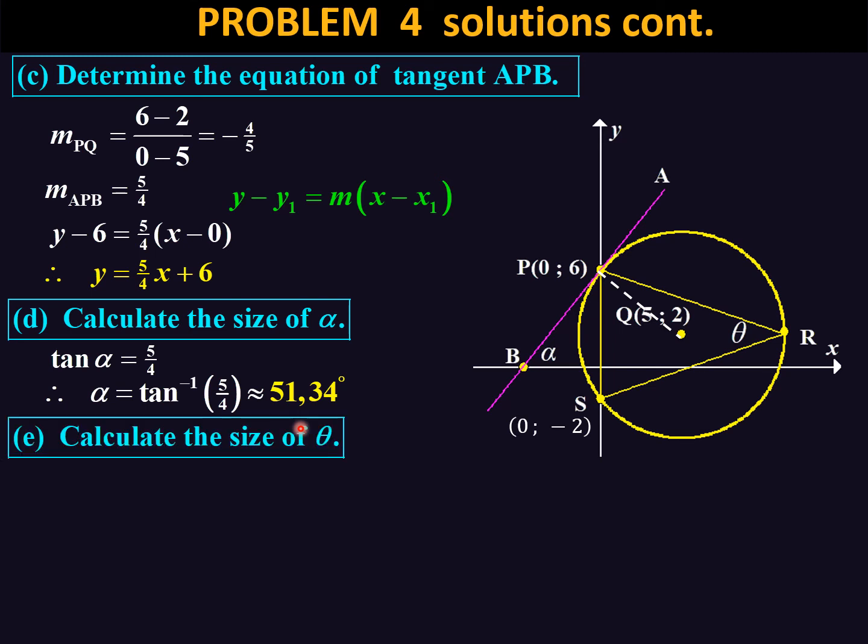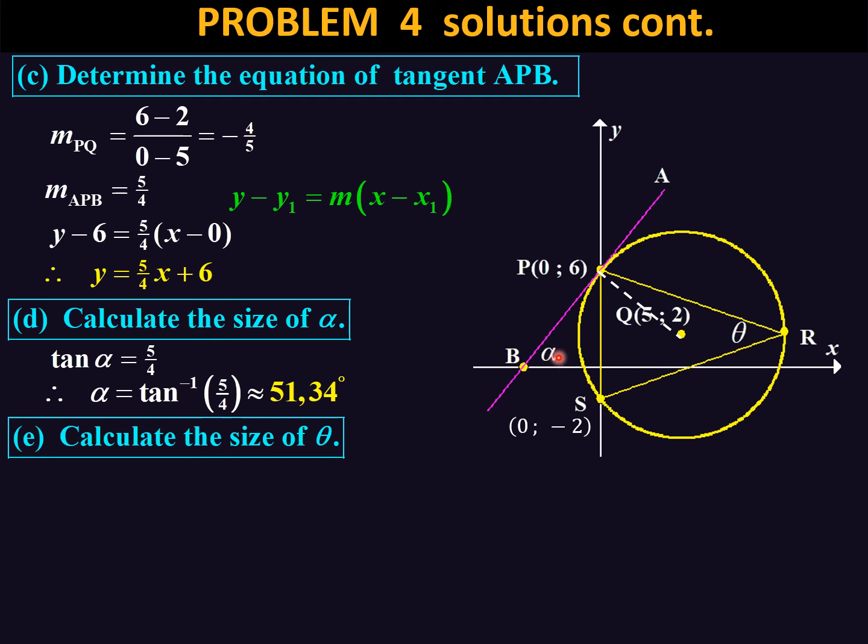Now let's look at the next question here, number E. Calculate the size of theta. Let's see where there is theta. Theta is here in the circle. Let's see which circle theorem. That theta is subtended by this chord, PS. And there's a PS and there's a tangent. So if I can find this angle here, angle BPS, then I have that angle.